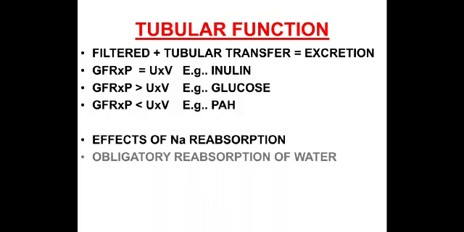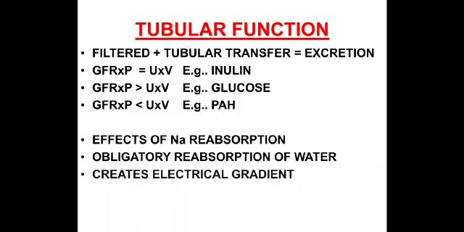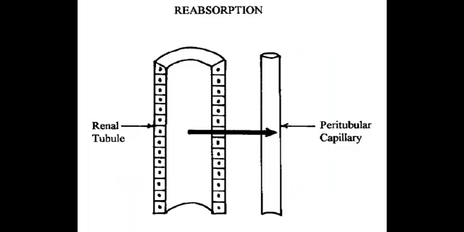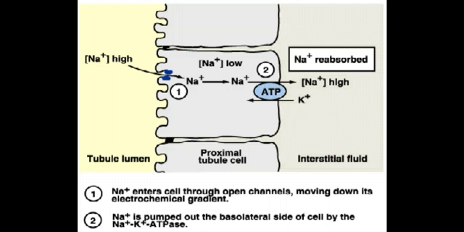Next, sodium reabsorption and obligatory reabsorption of water, which happens in the proximal convoluted tubule. Facultative reabsorption is in the DCT, because of the presence of aquaporins, which are the water channels. Sodium reabsorption creates an electrical gradient, so whenever sodium is reabsorbed, water is reabsorbed along with it because of the osmotic gradient. This is called obligatory reabsorption of water, which is a secondary active transport.